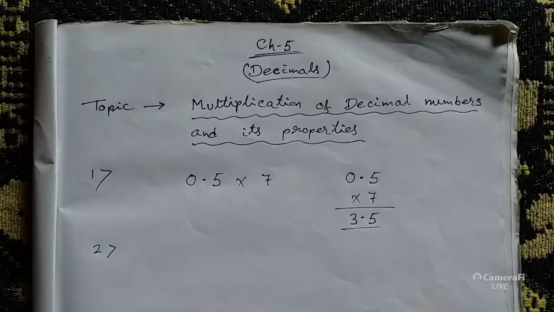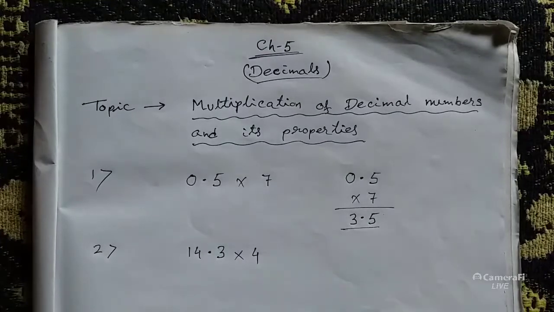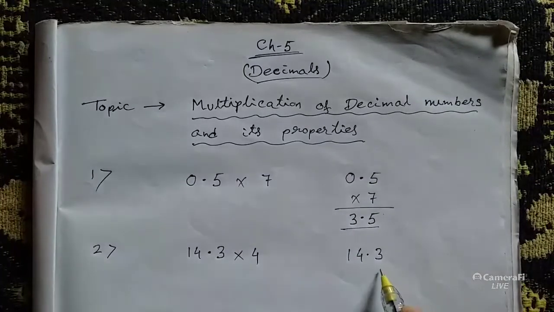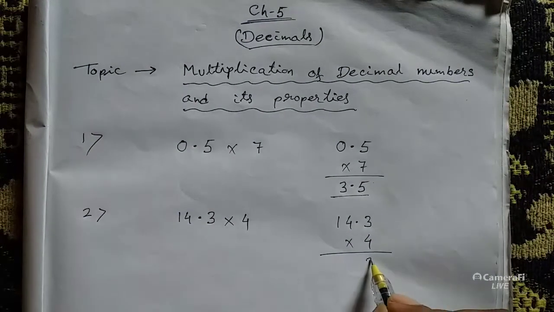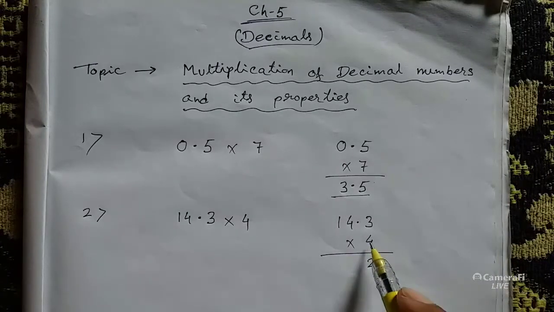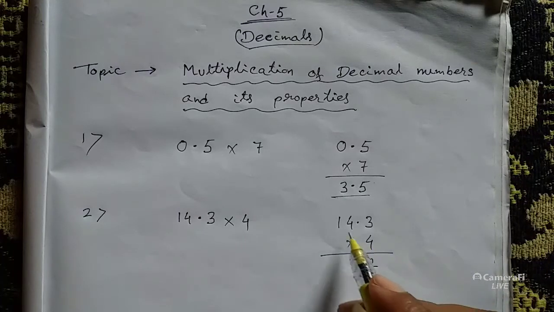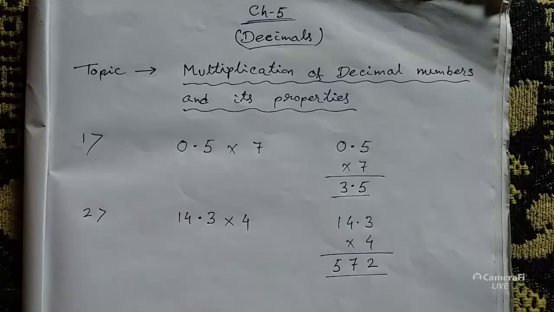Suppose we are going to multiply 14.3 and 4. So in a similar way we will first arrange the numbers 14.3 and 4. Just forget the decimal. We will multiply 143 and 4. 4 times 3 is 12, 2, 1 carry. 4 times 4 is 16 plus 1, 17, 7, again 1 carry. 4 times 1 is 4 plus 1, 5. We get 572.